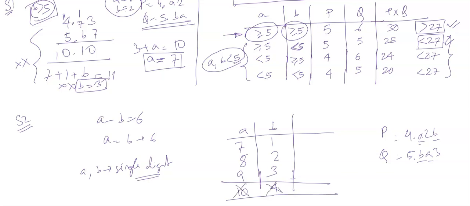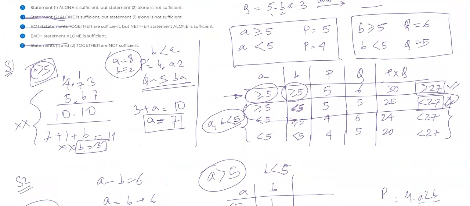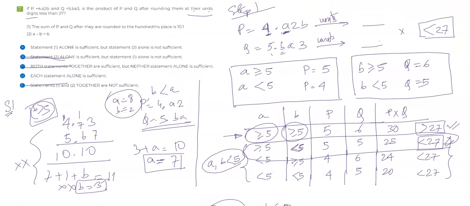So notice even this statement clearly tells us that A is greater than 5 and B is less than 5. Since A is greater than 5 and B is less than 5, once again we are falling in this category only. And we know that using this statement also we can say that the product will be less than 27. So statement 2 is also sufficient. So I hope it's clear how we approach this question and why the answer in this case will be option D.